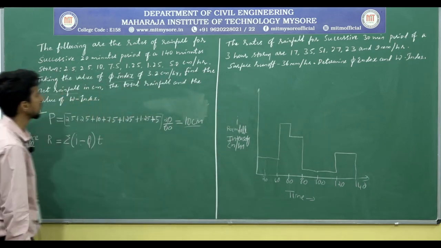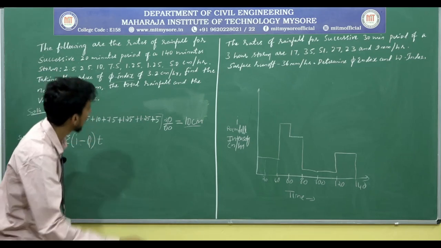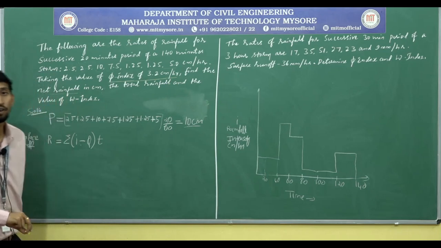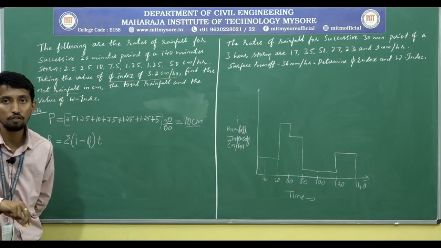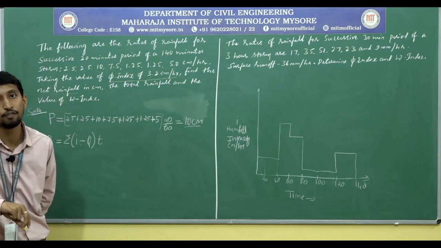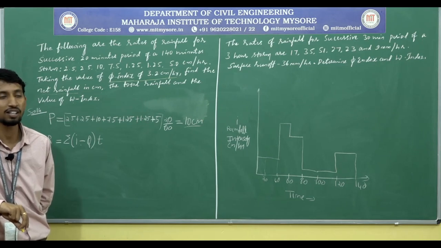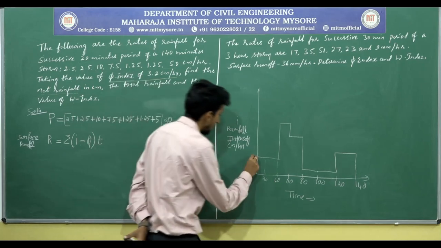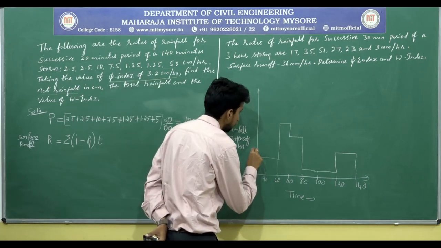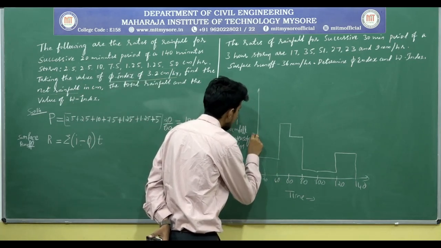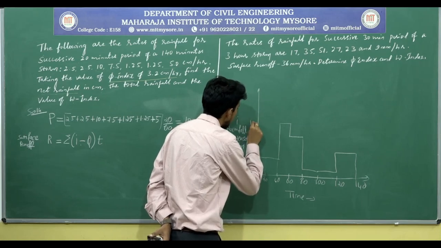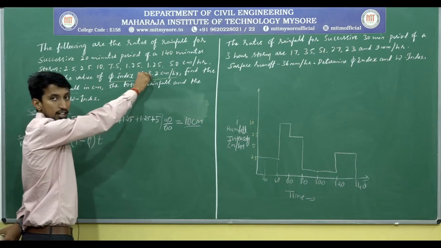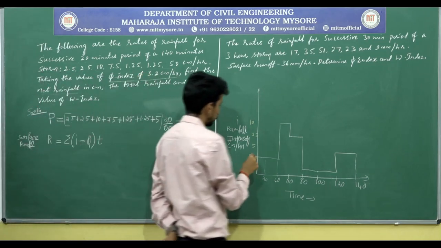Now, in the question, the value of phi index is mentioned. Above the phi index, it is surface runoff. Below the phi index, it is infiltration. The scale goes 2.5, 5, 7.5, 10. What is the value of phi index? It is 3.2.